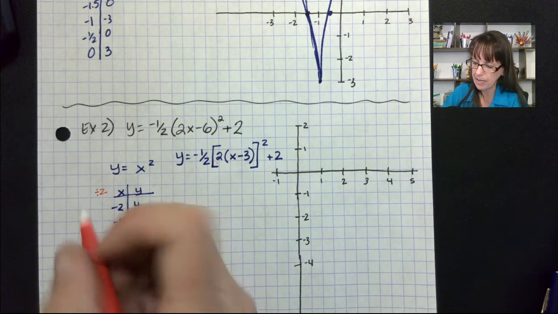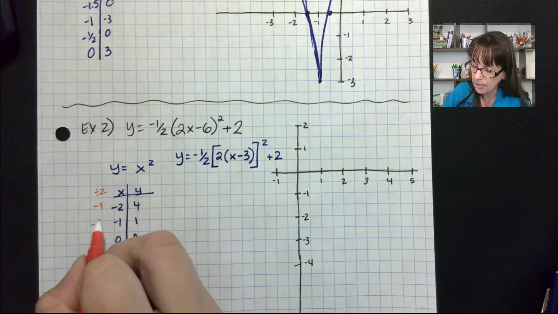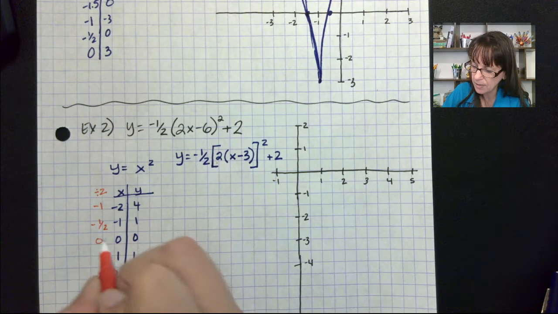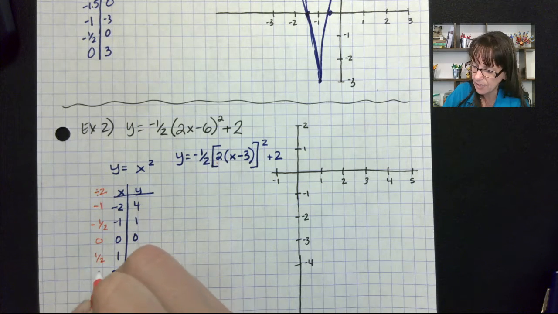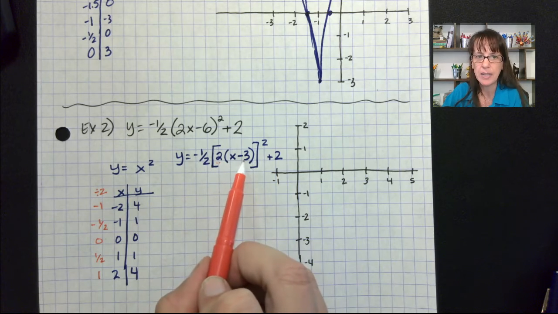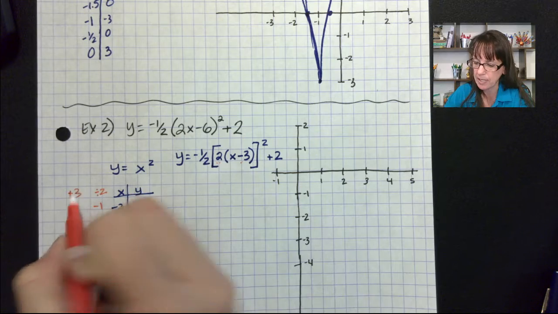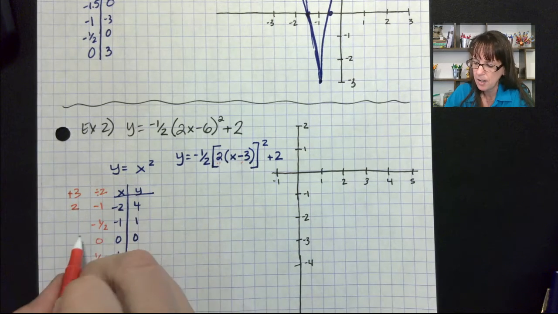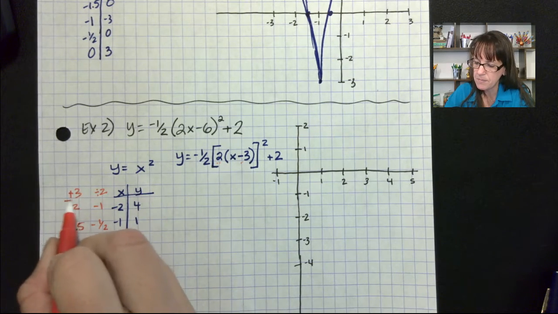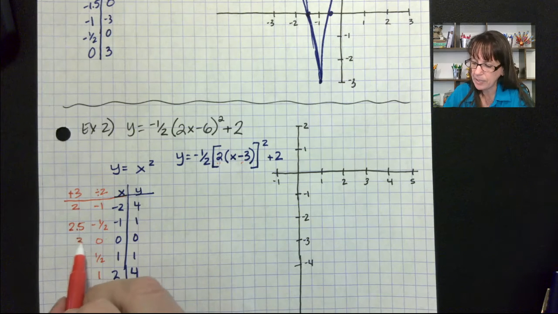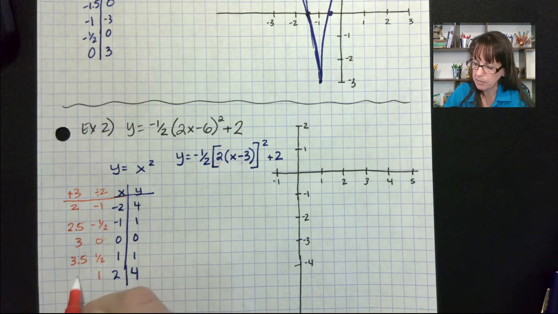When we do that, we get -1, -1/2, 0, 1/2, and 1. Then what we're going to do is we do the opposite. So we're not going to subtract 3, we're going to add 3 to our x. So 2, 2.5, 3, 3.5, and then 3 plus 1 will give me 4.